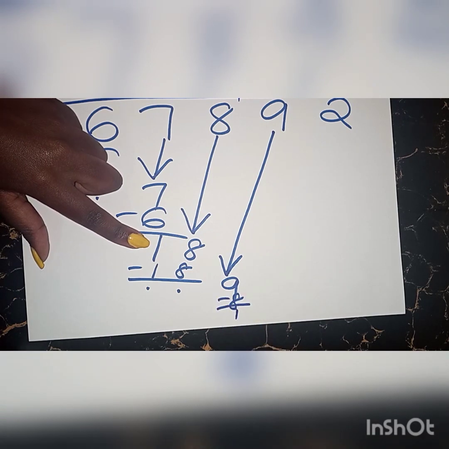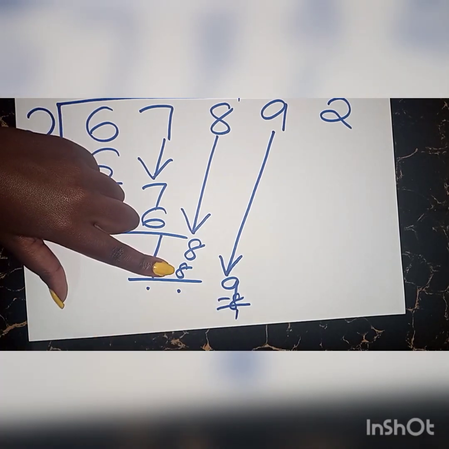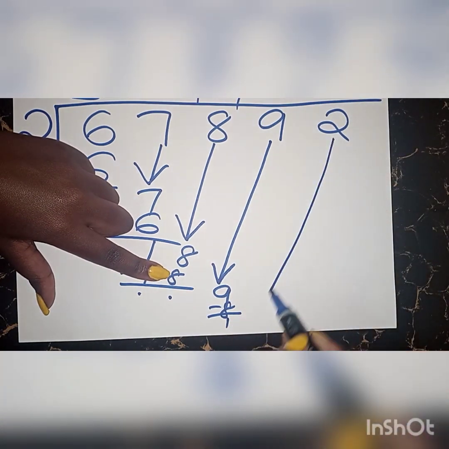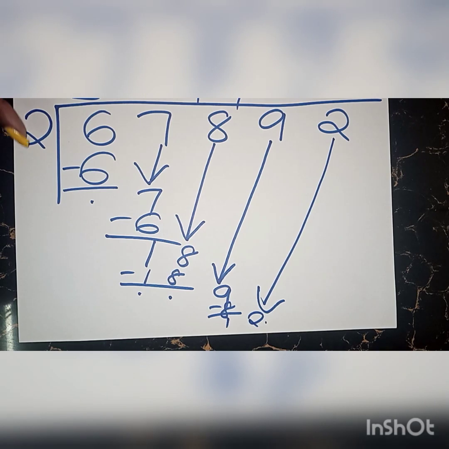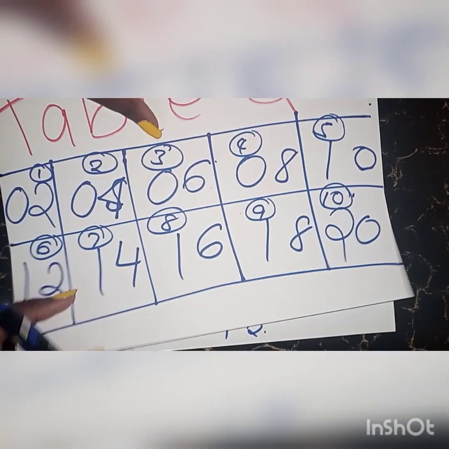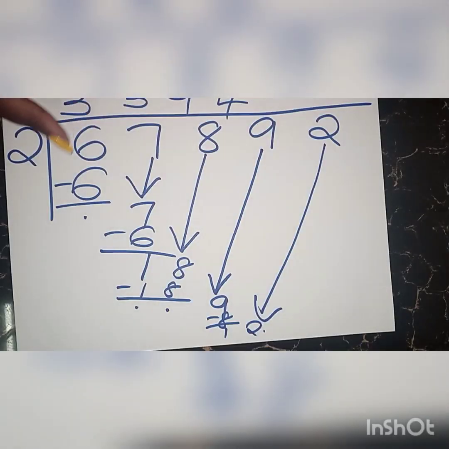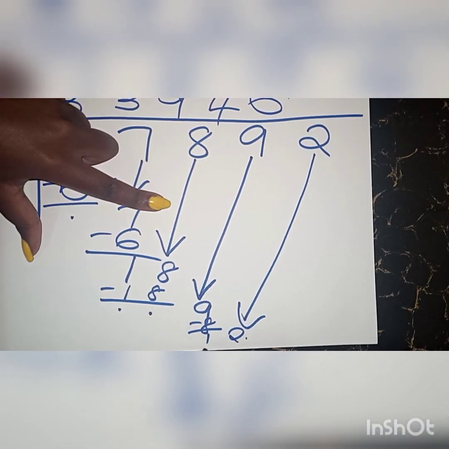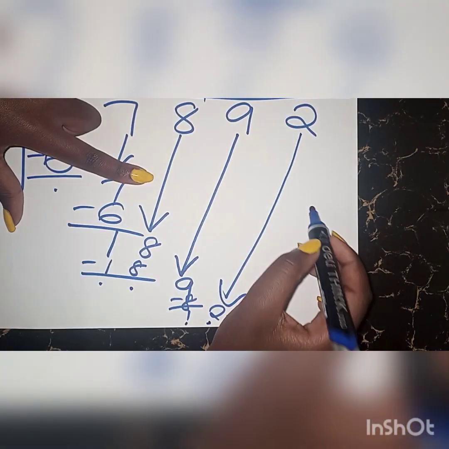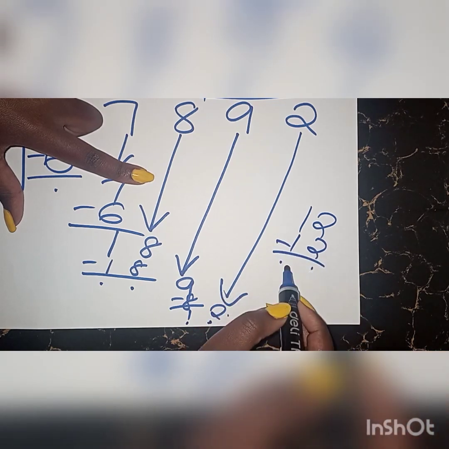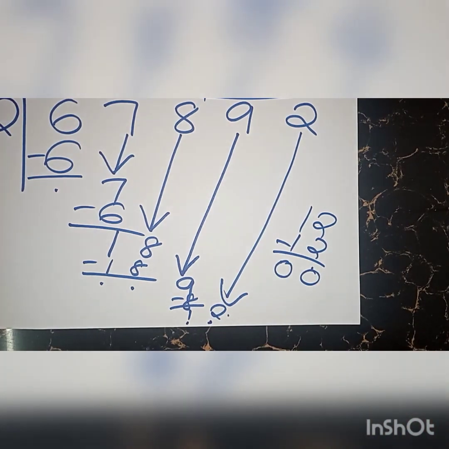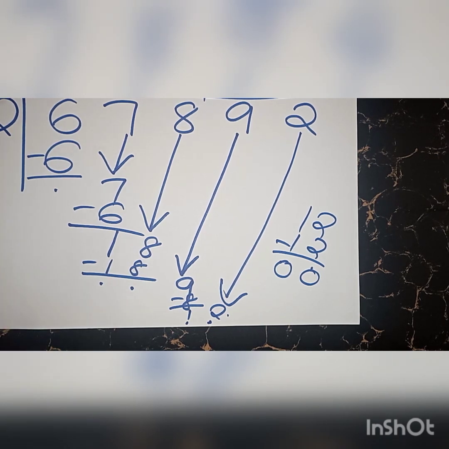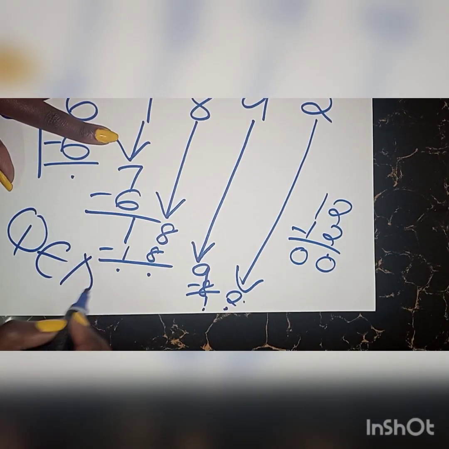And 9 minus 8 is 1. Then when you drop the 2, it becomes 12. So where does 12 fall here? 6, because 6 times 2 is 12. Let me write this 12 here. 12 minus 12 is 0. Are we together? And that's basically it. And just like that, we have our answer. Quite easily done.